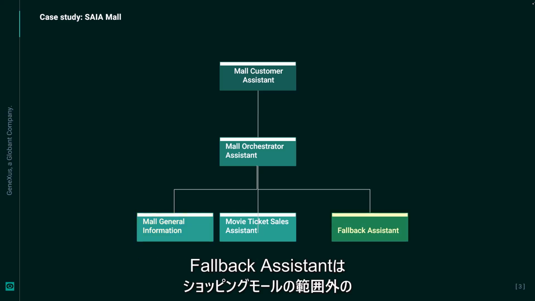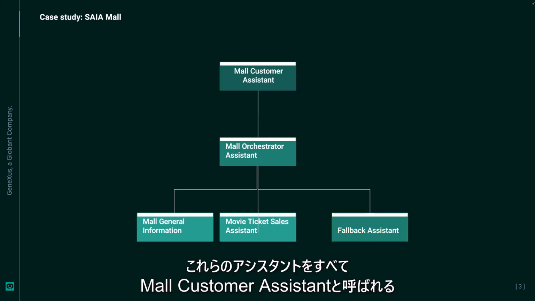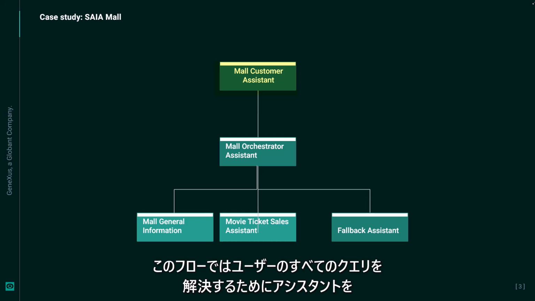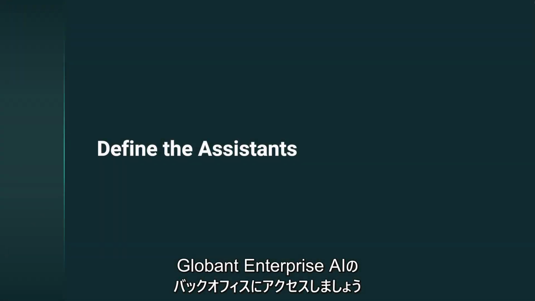And then, the Fallback Assistant is another chat assistant enabled to answer general questions outside the scope of the mall. All these assistants will be integrated in a flow called Mall Customer Assistant, which will manage to articulate them in order to solve all user queries. Okay, let's go to the Globant Enterprise AI backoffice.